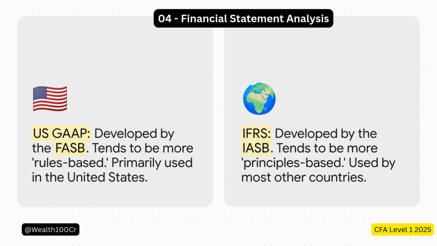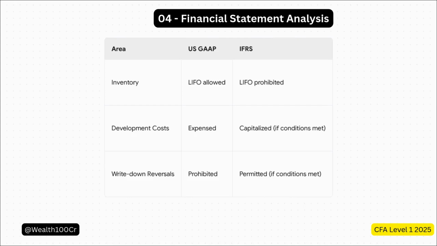The simplest way to think about the difference is that US GAAP is like a very detailed rulebook, while IFRS is more like a set of guiding principles that requires more professional judgment. And believe me, these differences matter a lot.